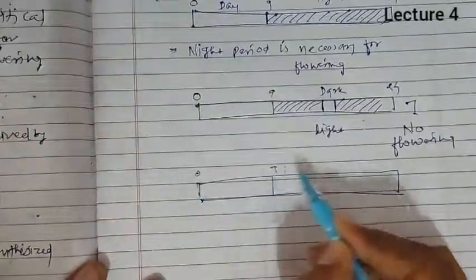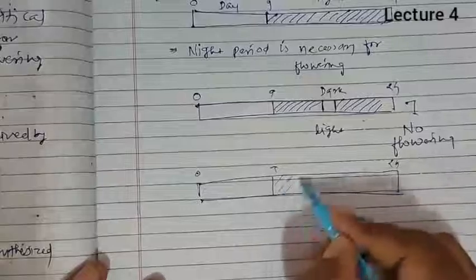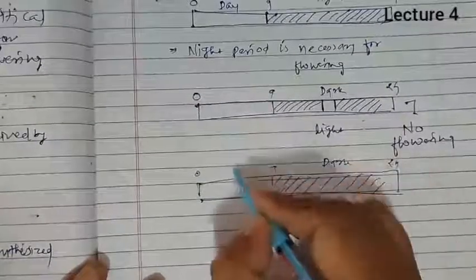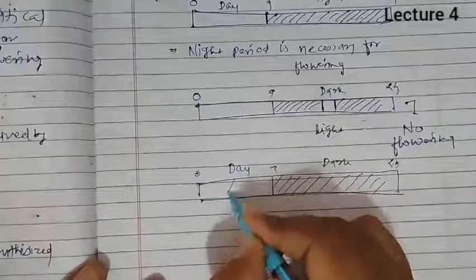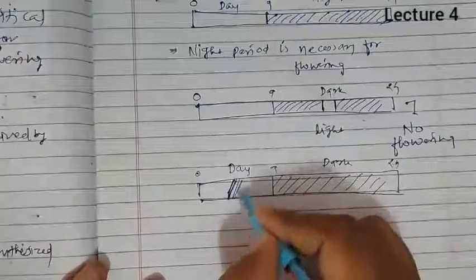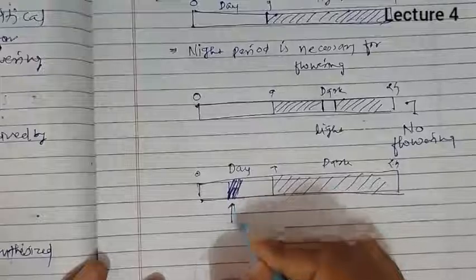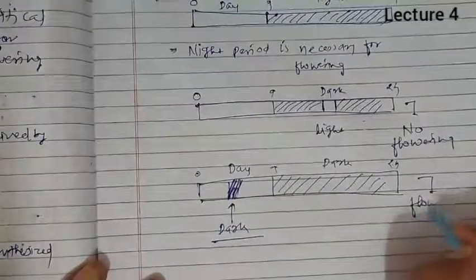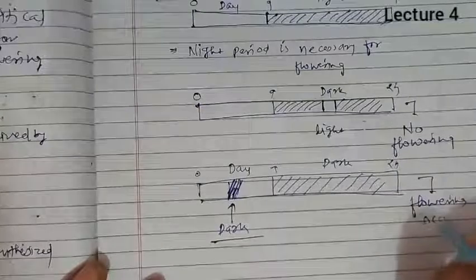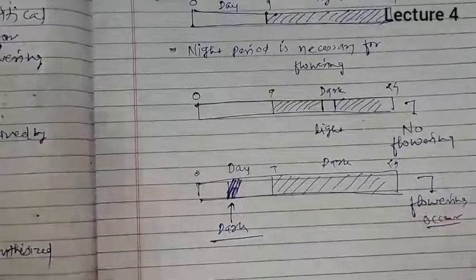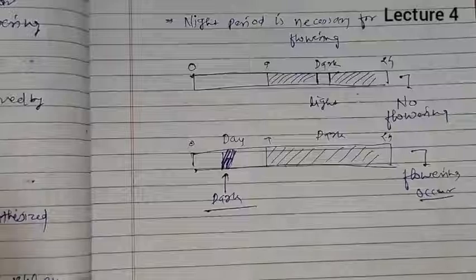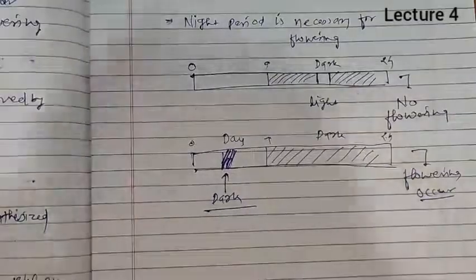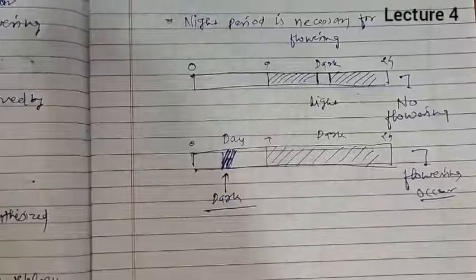But if this 0 to 9 hour light period is there and then a dark period, and now the day period is broken by a dark stimulus, then flowering occurs. Because if the dark period increases, then obviously the light period is shortened, and a short light period is necessary for the short day plant, so flowering will occur.